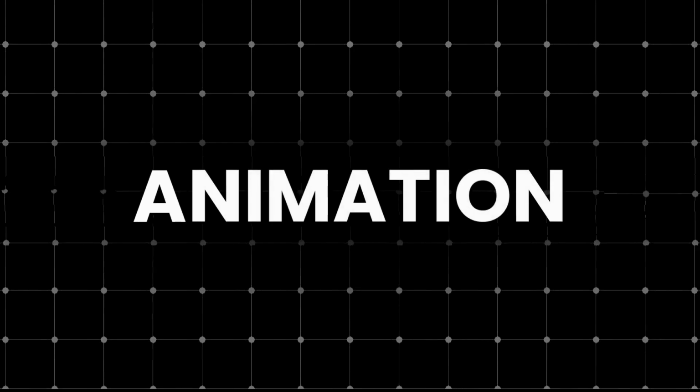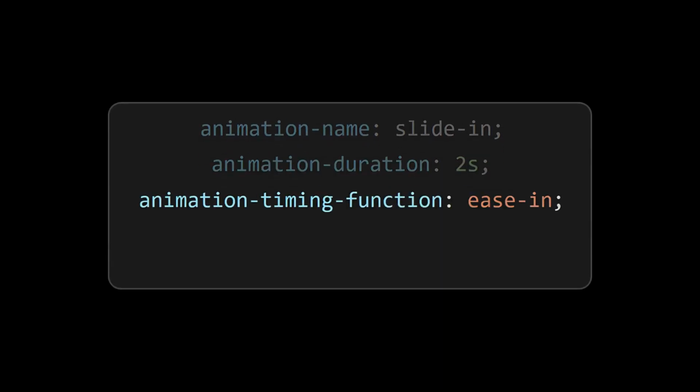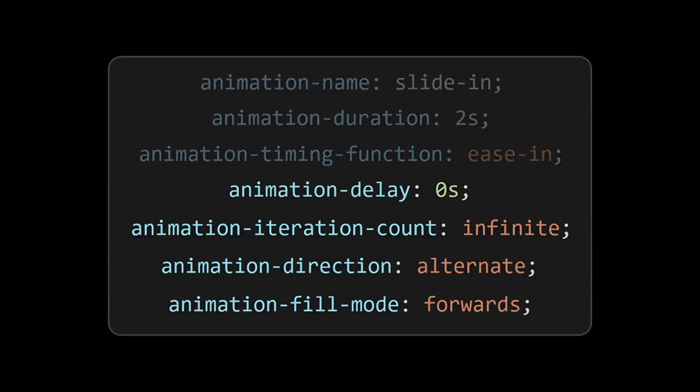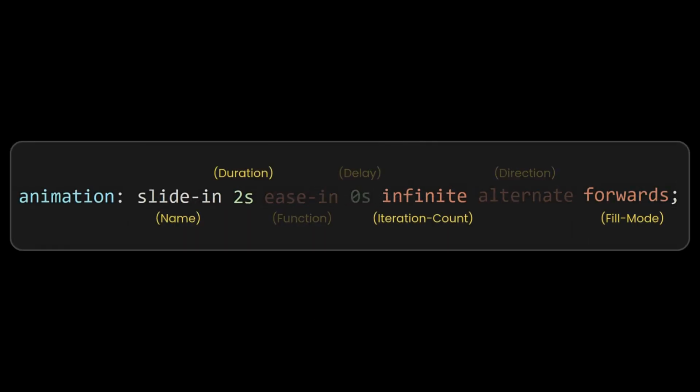Cut number 7. Animation is generally applied by setting properties like animation name, animation duration, animation timing function, and others. These all properties can be reduced to a single line as shown. And it is not mandatory to mention all the properties.